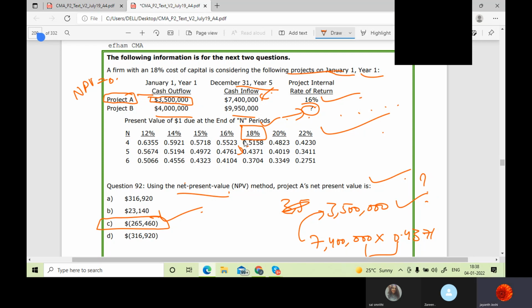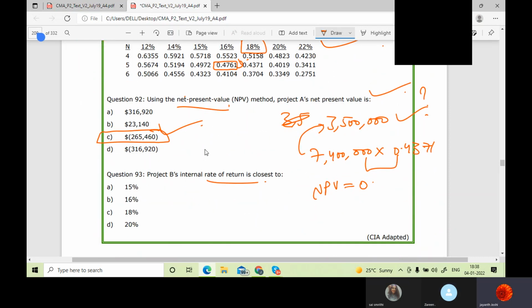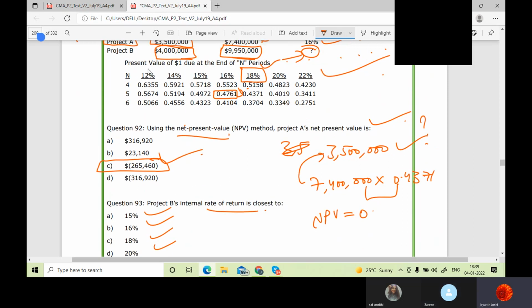So what you can do in this case, you can take this outflow and this is your inflow. You take 16%, this one. See, they are giving you four rates now, 15, 16, 18, 20. Am I right? We need to pick one out of these four, correct? So in our list, this is gone. Four rates are there. You take 20% and you take 15%.